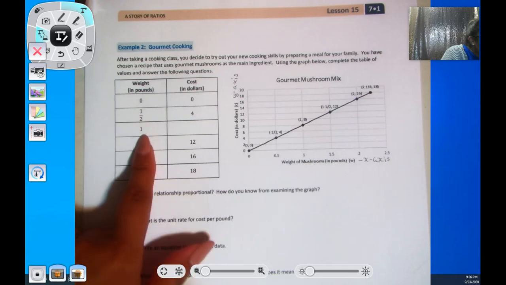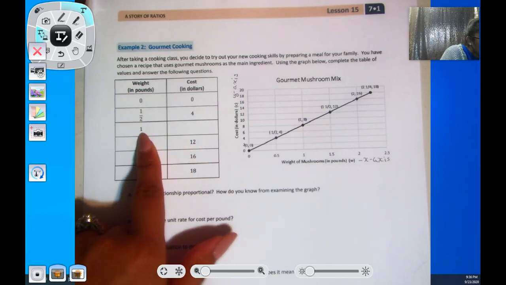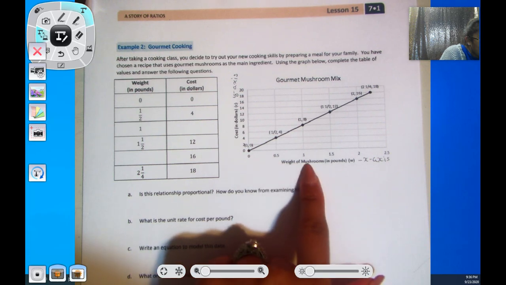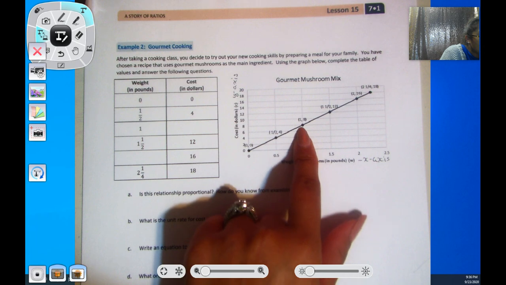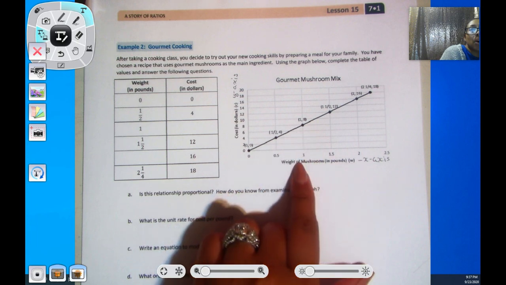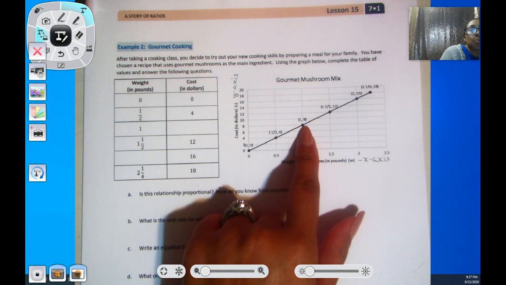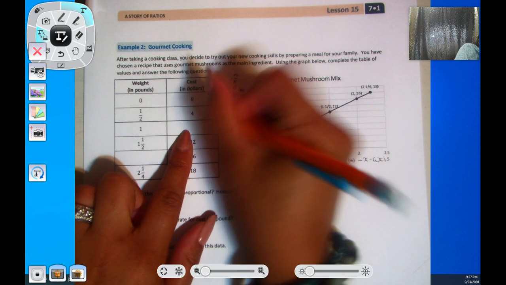So I see that we're missing the cost of 1 pound. If I find where 1 pound is on my graph and I go up to look at the cost, I see that on the line, that point is (1, 8). So what that tells me is that 1 pound of mushrooms would be $8. So I'm going to go ahead and fill that in my table.